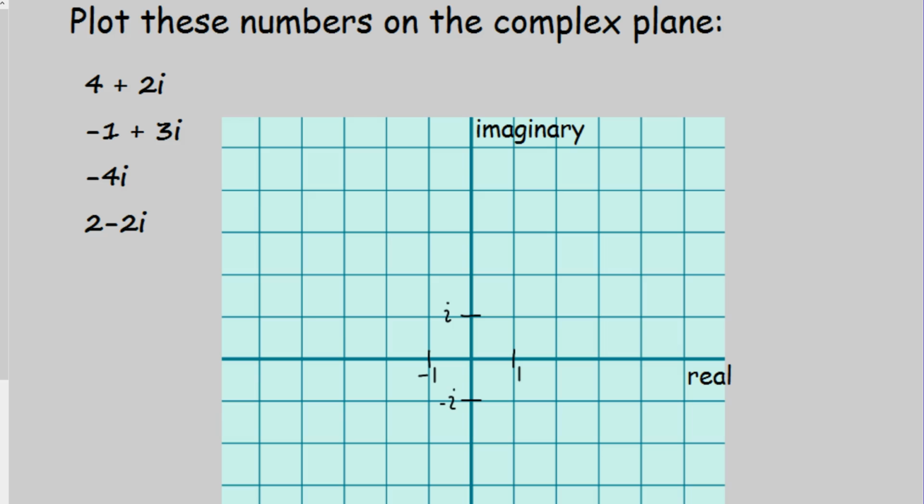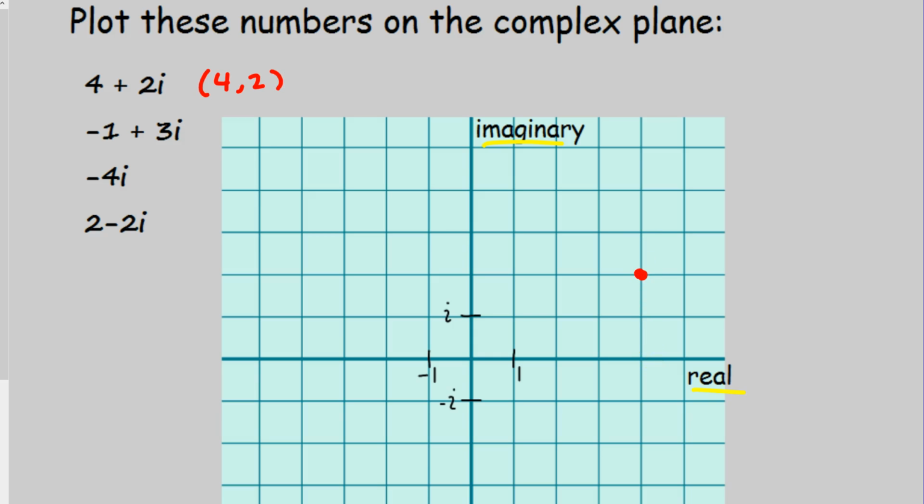Okay, there's a couple more little things. We can actually plot complex numbers if we have a real axis and an imaginary axis. So here, x is my real axis, y is my imaginary axis. So it's not real versus real, as it typically would be, it's real versus imaginary. So if you wanted to plot the number 4 plus 2i, you're going to think of it as the point (4, 2). So over 4, up 2.